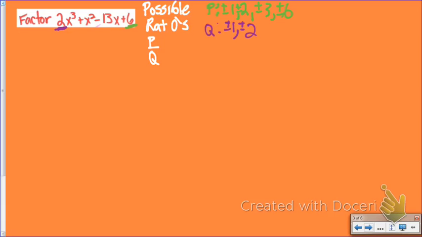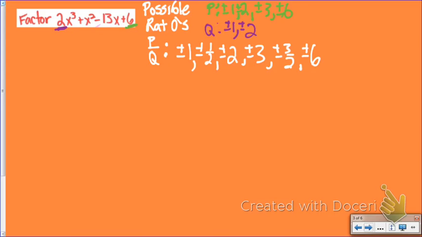So now once I have my p's and q's, just like we did in the last example, each p divided by each q. So these possibilities are plus or minus 1 over 1, 1 over 2, and then I'm going to move on and do each p. So the next one would be 2 over 1, 2 over 2 I already have, I've got 3 over 1, and then I've got 3 over 2, then I have 6 over 1, and 6 over 2 is 3, which I already have. So these are all the possible rational zeros I could have.